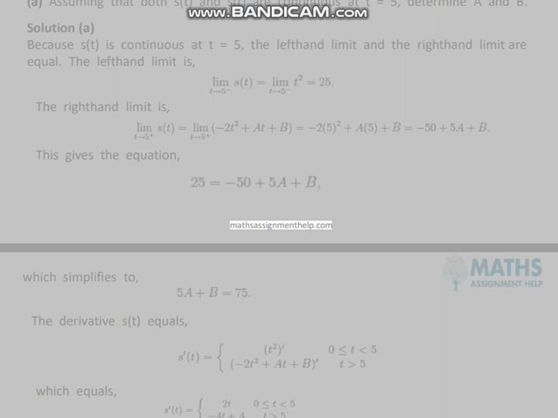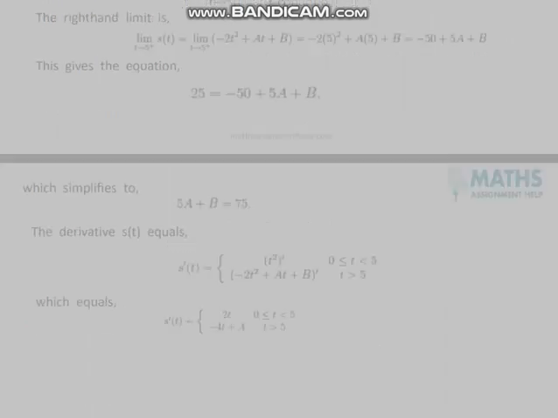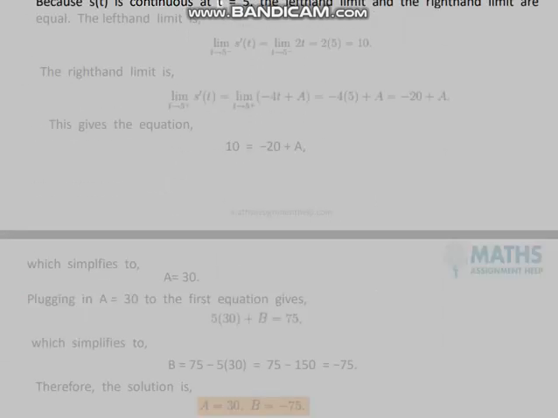Which simplifies to, the derivative s'(t) equals, which equals, because s'(t) is continuous at t equals 5, the left-hand limit and the right-hand limit are equal. The left-hand limit is, the right-hand limit is, this gives the equation, 10 is equal to -20 plus a. Which simplifies to, a equals 30.